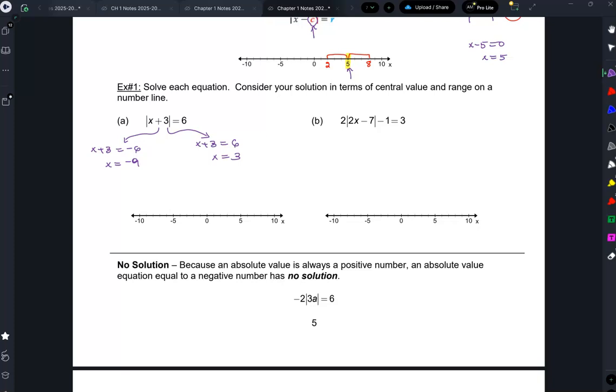Let's go to the original absolute value equation. If I have x plus 3 inside, let's solve it for x. I get -3. What's the range? 6. So I go 1, 2, 3, 4, 5, 6, and 1, 2, 3, 4, 5, 6. Where did I land? -9 and 3. Those are the exact same answers that we got. So that's what this is saying. Okay, let's do another one.